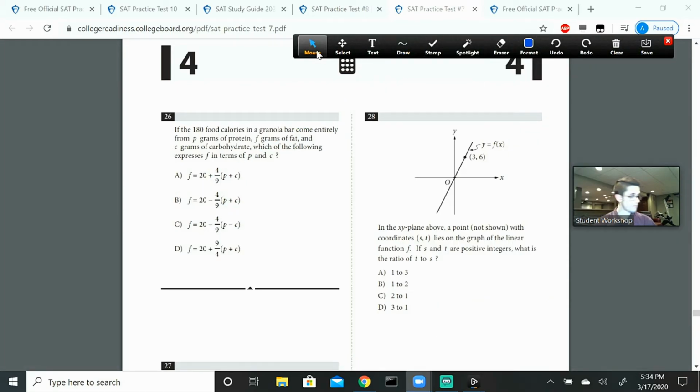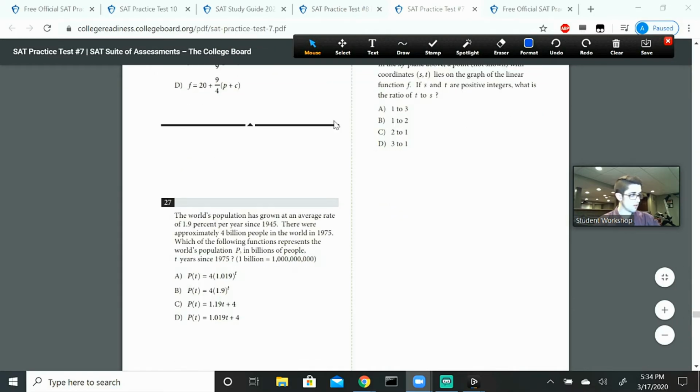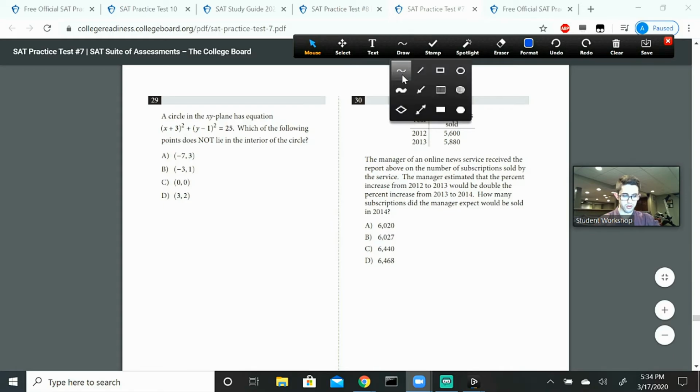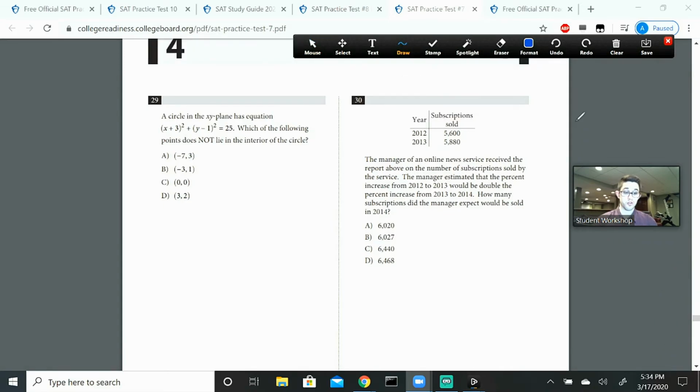All right. Last one for this test is number 30. Great. All right, this one's a little confusing, so take your time reading it and trying to think how you would approach this one. It says the manager of an online news service received the report above on the number of subscriptions sold by the service. The manager estimated that the percent increase from 2012 to 2013 would be double the percent increase from 2013 to 2014. How many subscriptions did the manager expect would be sold in 2014?